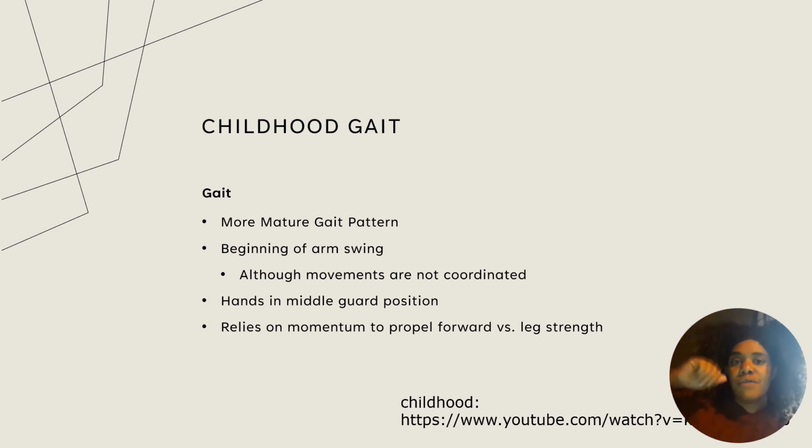The hands drop down from the high guard position that we talked about with early or new walkers into more of a middle guard position. So they're a little bit more stable than they were when they were babies, but not quite stable enough for that low arm oppositional movement swinging. And another key fact is that when you're talking about a child, especially closer to that 3-4-year mark, they're really relying on momentum to propel forward versus their own leg strength.